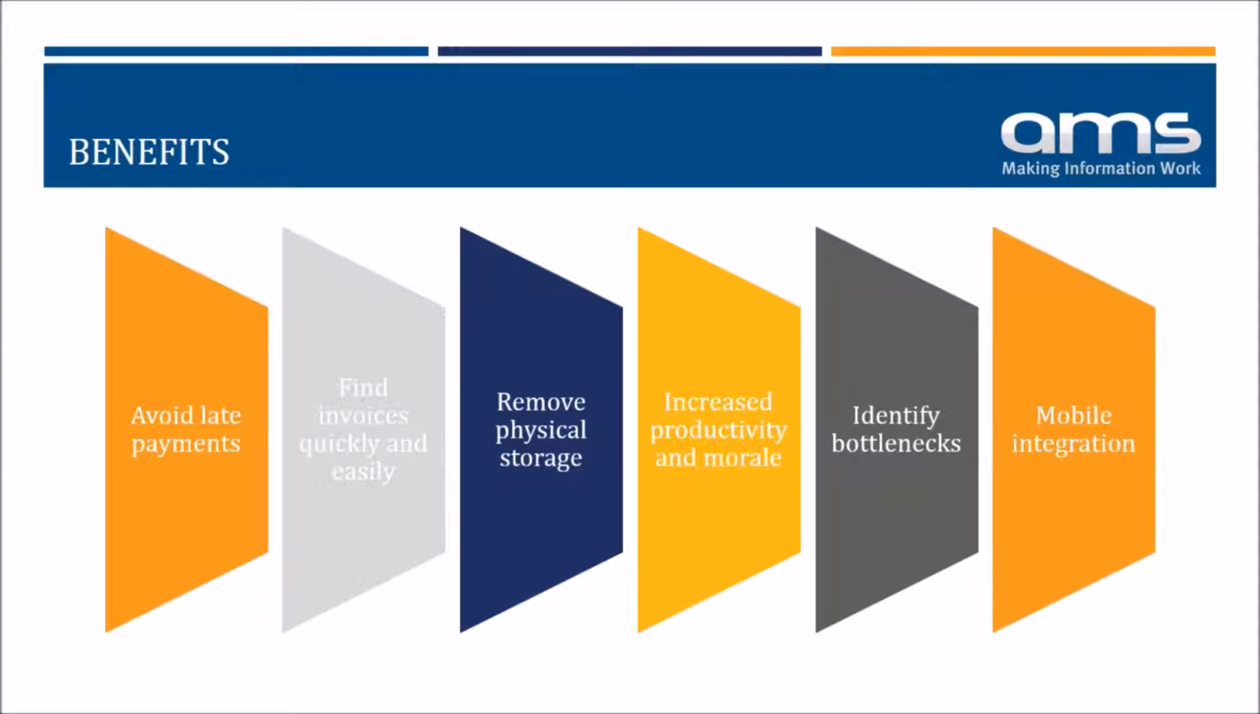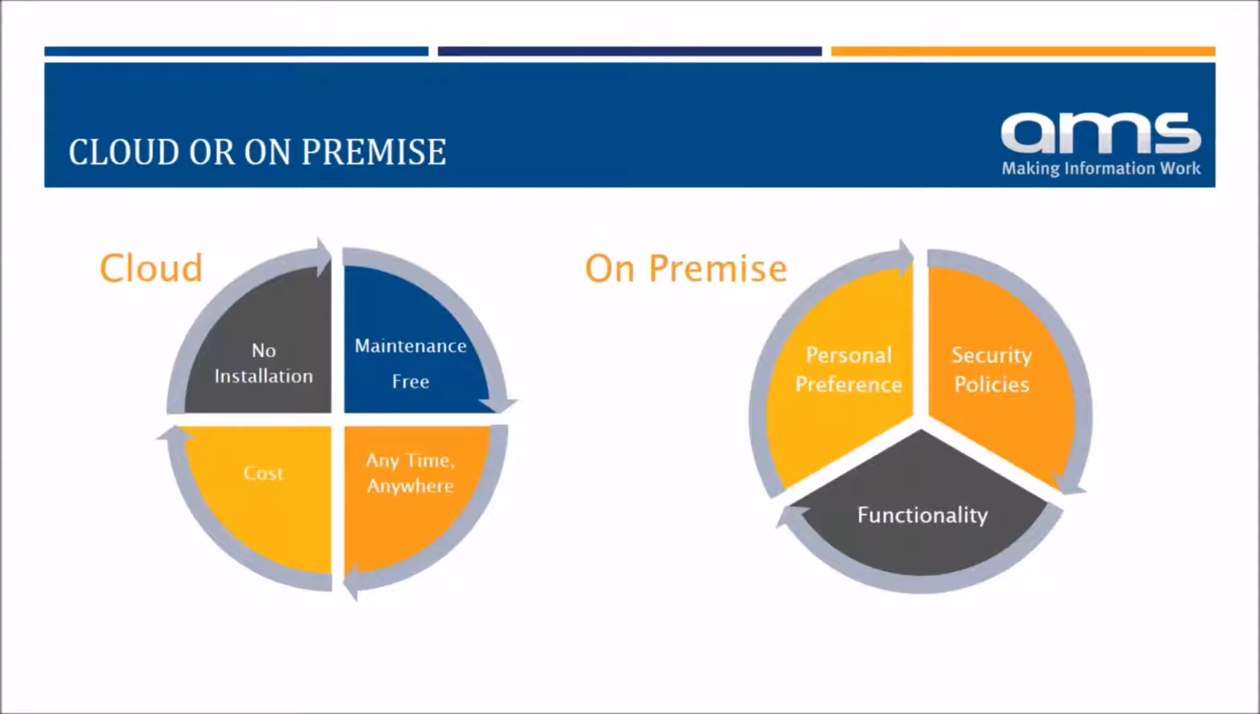We have native apps for Android, iOS and Windows Mobile, so users and managers can access information on the move and authorize or reject invoices regardless of location. There are two different models available with Docuware. We have on-premise or in the cloud, and we can work with you to find out what's the best fit for your organization, but here are some of the common reasons why you might choose one or the other.